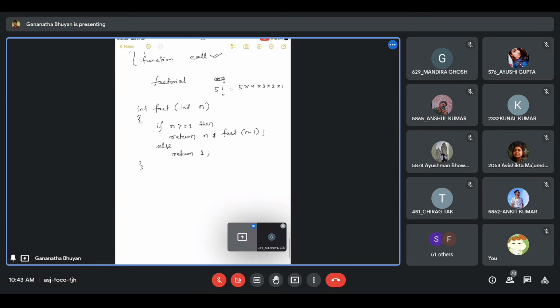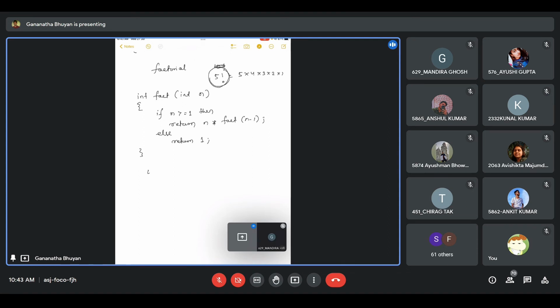Now what I'm doing here: how can I write this 5 factorial? 5 factorial equals 5 into 4 factorial. Now 4 factorial can be written as 4 into 3 factorial. 3 factorial can be written as 3 into 2 factorial, and so on, right? And in this recursion, we are doing exactly the same.